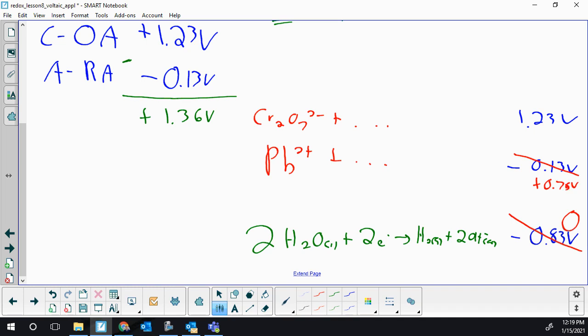Okay. This minus 0.13 is 0.7 above our new 0. So this is the number we're going to have to use, plus 0.73 volts. We've got to do the same thing to the 1.23. Figure out what this voltage would be with water as our reference.